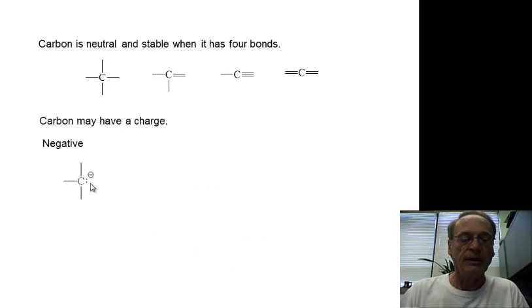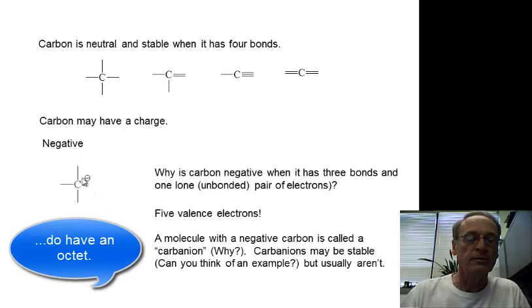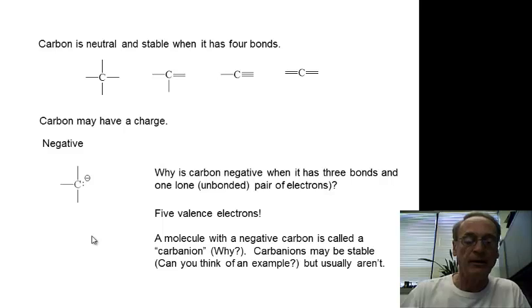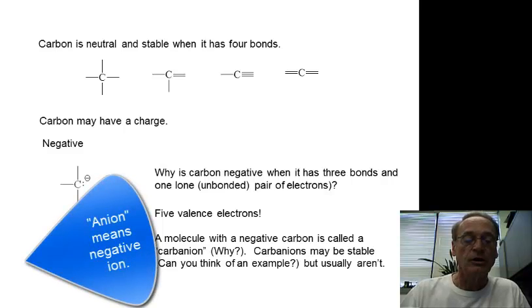On the other hand, negative carbons do have an octet. 1 lone pair and 3 bonded pairs for a total of 5 valence electrons, and therefore the carbon is negative because it has 1 extra electron. These kinds of molecules are called carbanions. Carbanions can be stable in some cases.